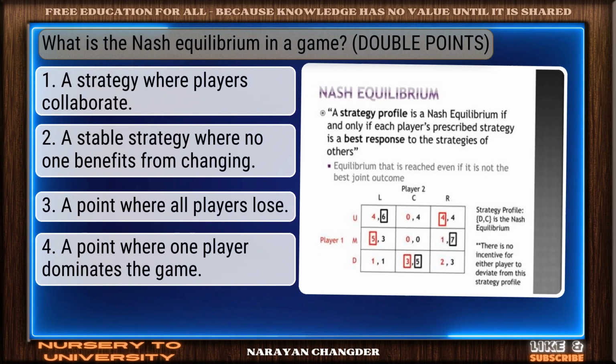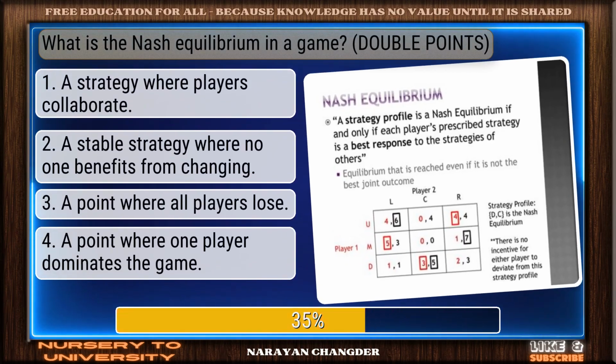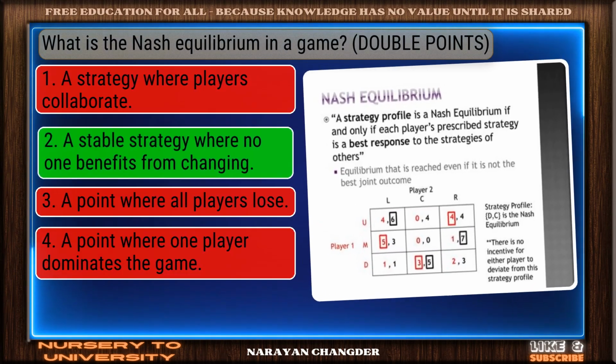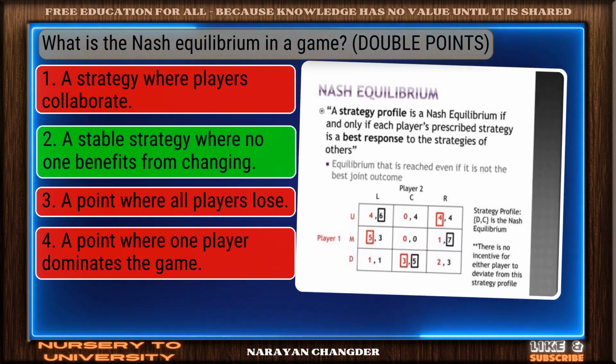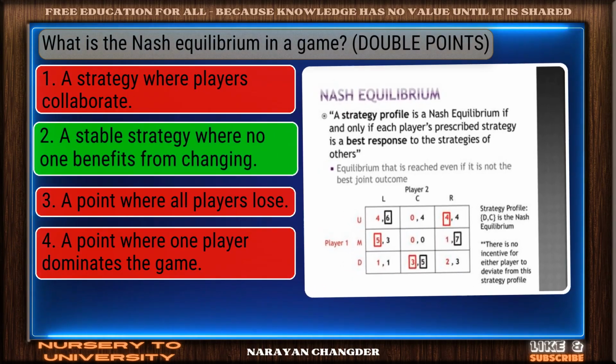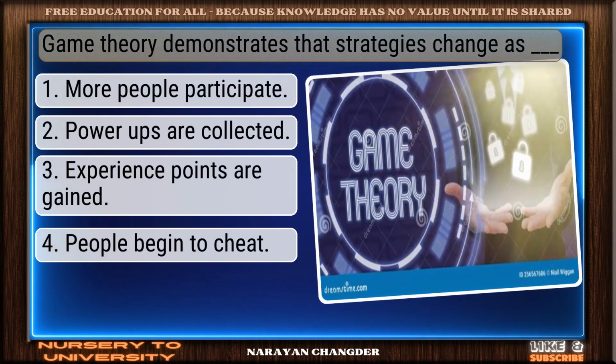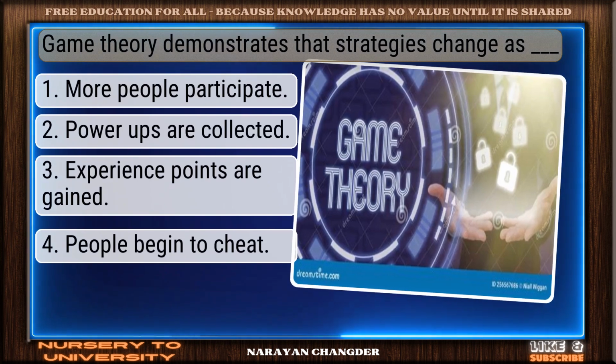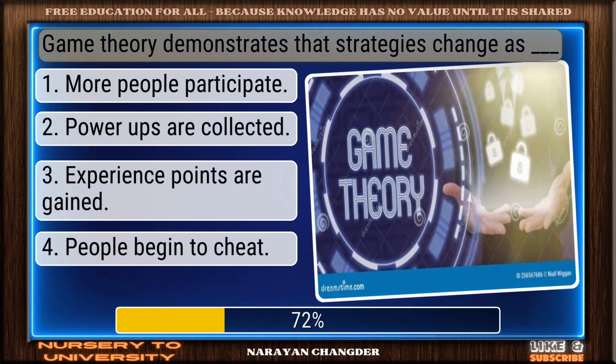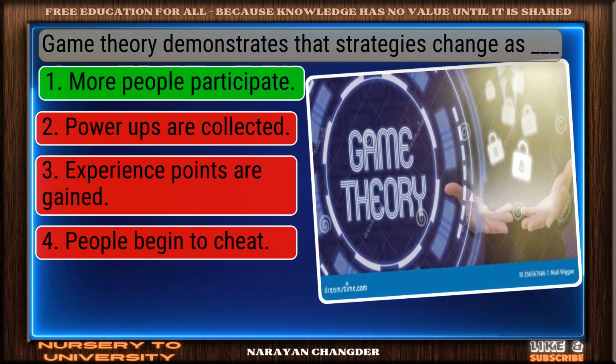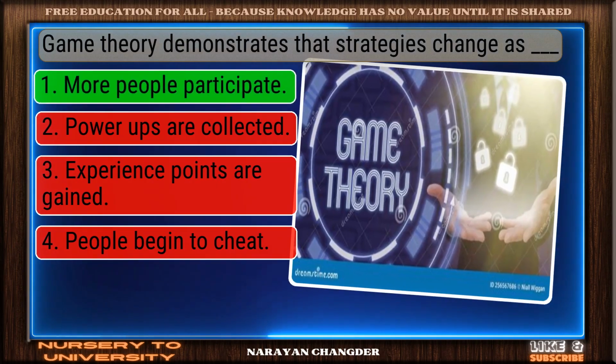What is the Nash equilibrium in a game? Excellent choice. A stable strategy where no one benefits from changing is the right answer. Game theory demonstrates that strategies change as dash. Well picked. More people participate is the correct answer.